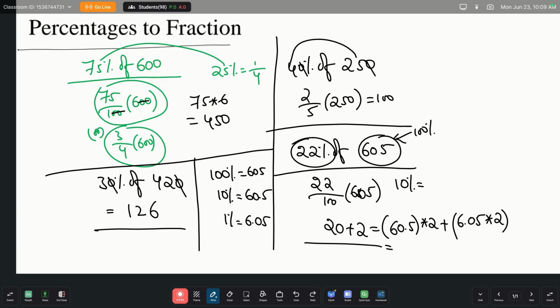6 2s are 12, so 120, 0.5 2s are 1, 120 plus 1, 121. Plus 6.05 into 2: 6 2s are 12, 0.05 into 2 will be equal to 0.1. So that will be equal to 12.1. If I add these values, 121 plus 12.1 will be equal to 133.1.